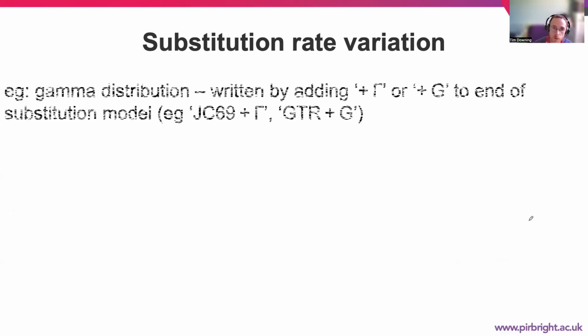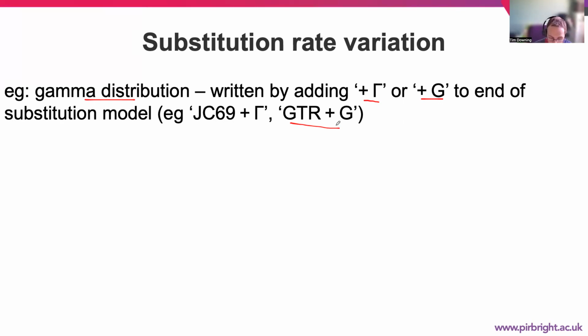So what we can do in terms of models that we use is employ what's called a gamma distribution. It's an add-on to an existing model, sometimes written as plus gamma or plus G, to the substitution model. So we can have a Jukes-Cantor 69 model with a gamma distribution of site variation rates, and the same for the general time reversible model as well.